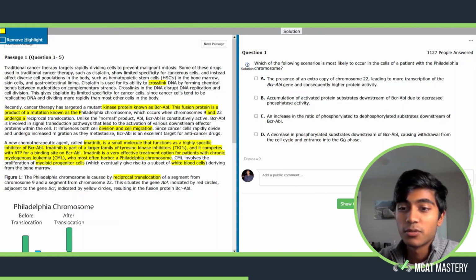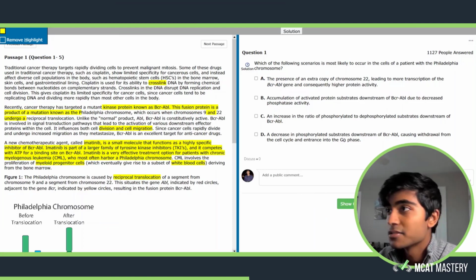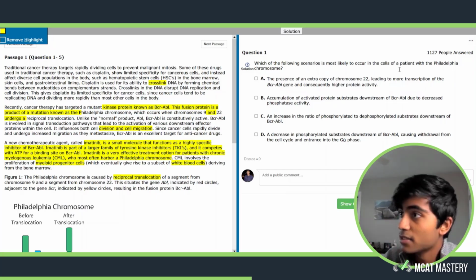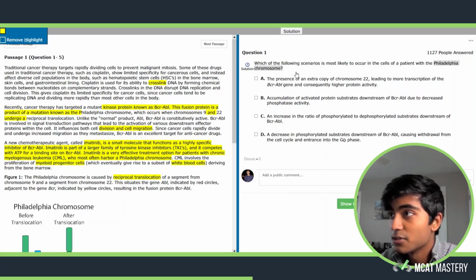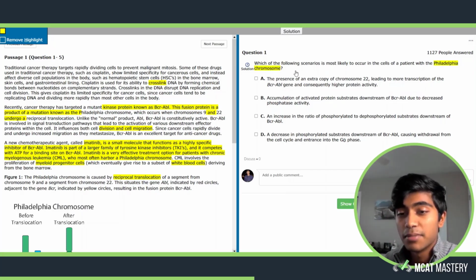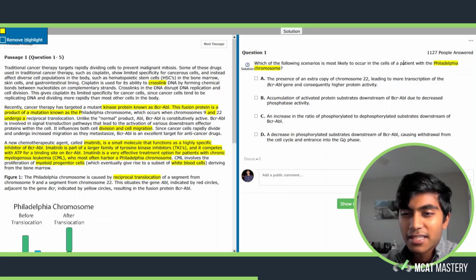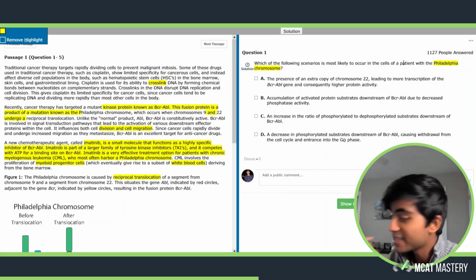All right, so now we're going to go through the questions, and we want to make sure we look for keywords. So let's look at this first question. Which of the following scenarios is most likely to occur in cells of patients with the Philadelphia chromosome? So keyword here, Philadelphia chromosome. Before we even go to the answer choices, we think Philadelphia chromosome, and we think of BCR-ABL, the activated kinase protein. So these situations are incorporating a cell that has an activated kinase protein, and that's the lens through which we're going to go through these answer choices.